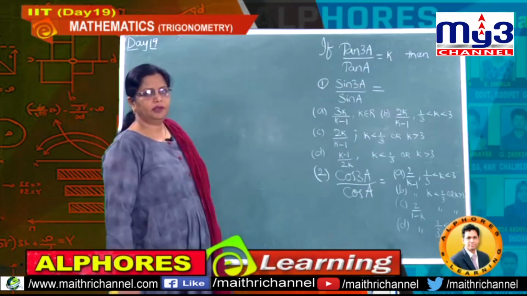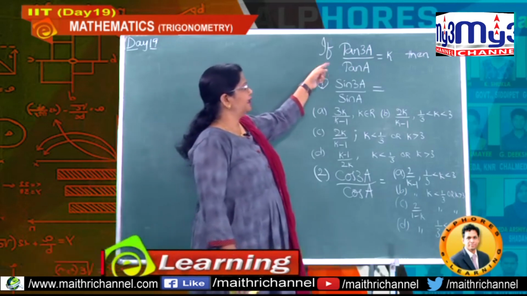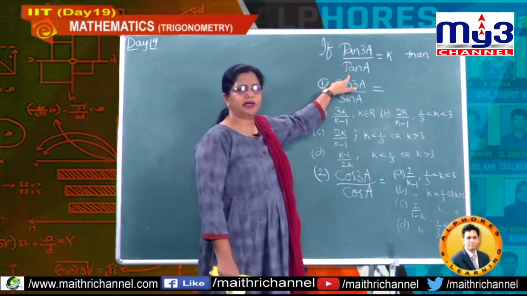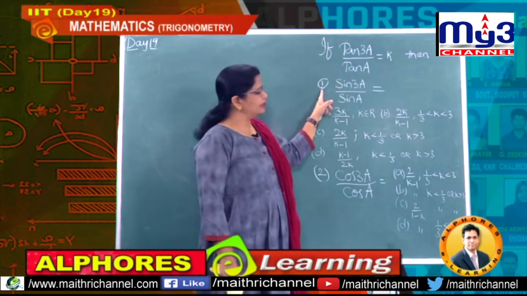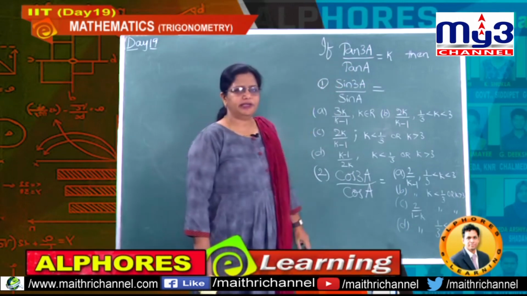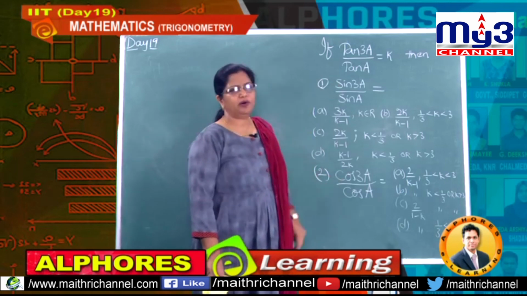Okay. Now students, observe this problem. If tan 3A divided by tan A equals k, then the first problem is sin 3A divided by sin A, and the second problem is cos 3A by cos A.